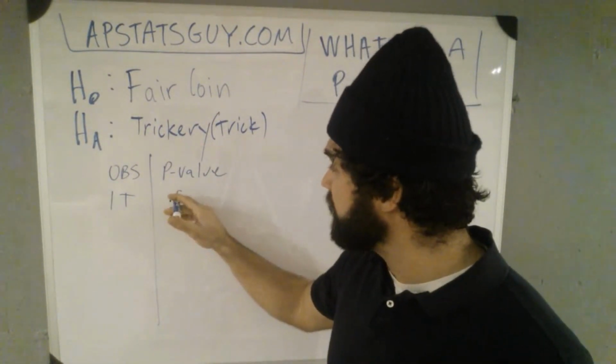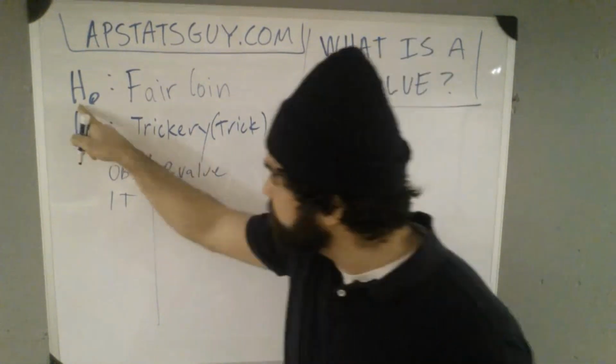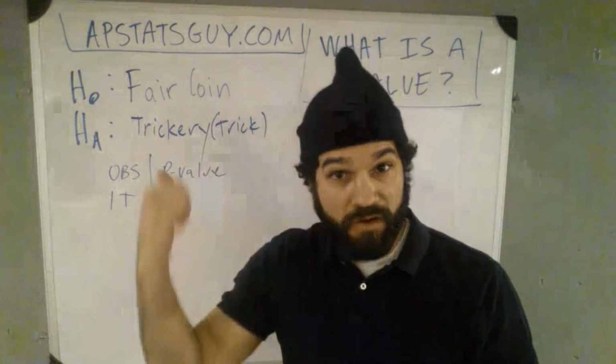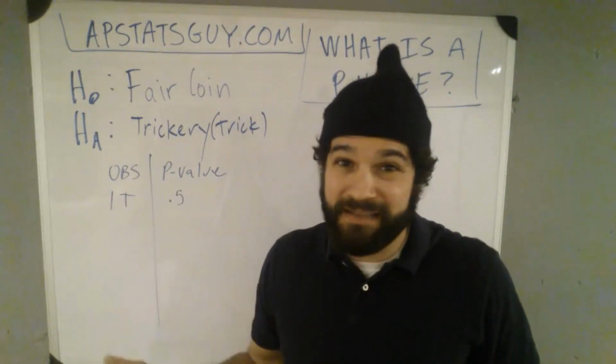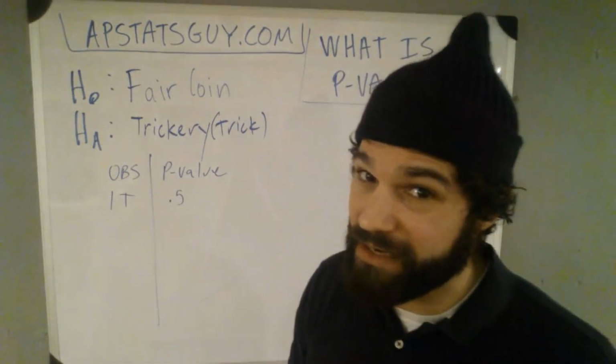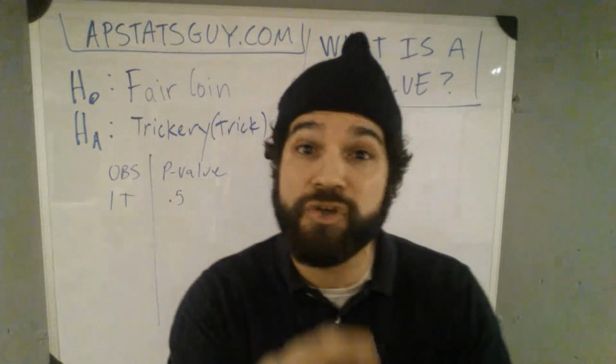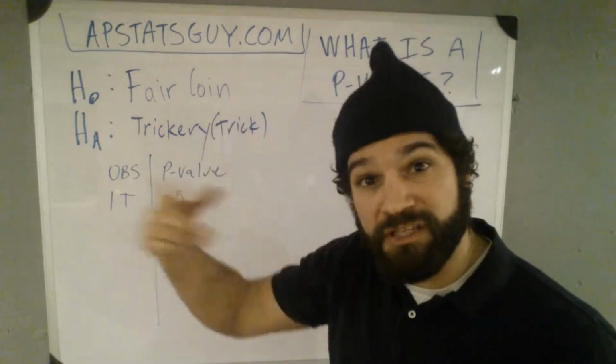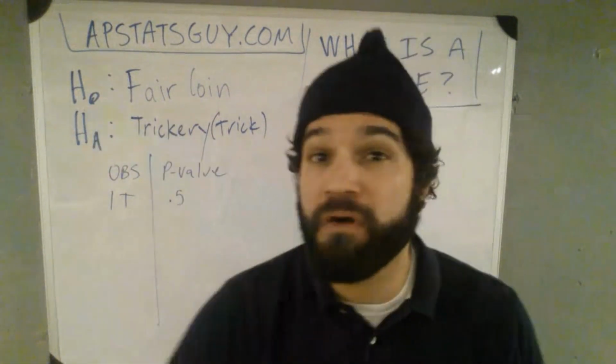But what you're going to say is, oh, if the null were true, if it were a fair coin, that happens half the time, man. I'm not convinced it's a trick coin right now. I don't think there's any trickery going on, and that's good reasoning. But that's what that p-value is. It's the likelihood of this thing occurring if this null were true, if it were a fair coin.